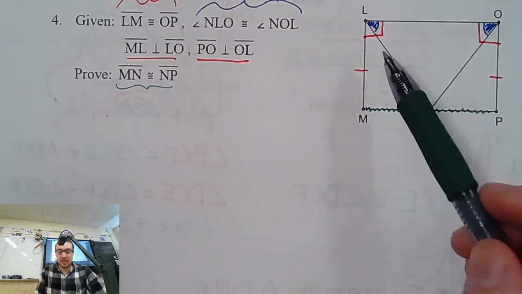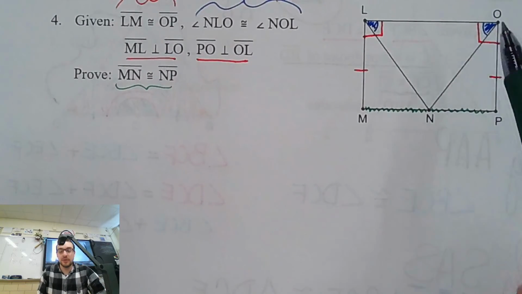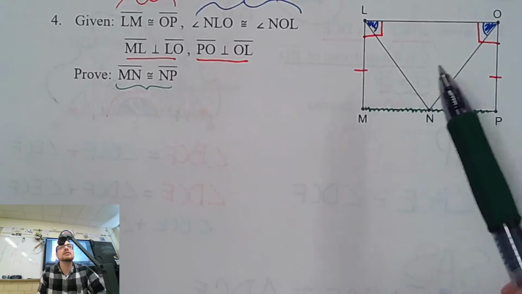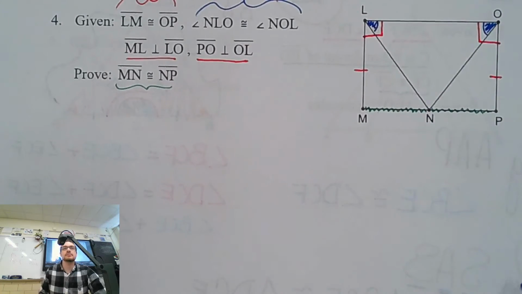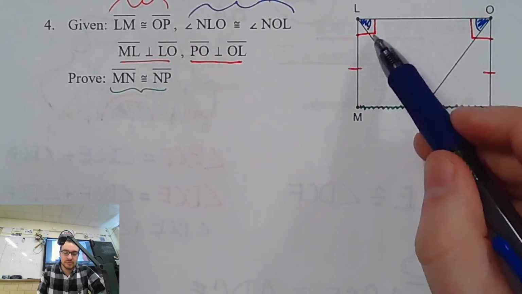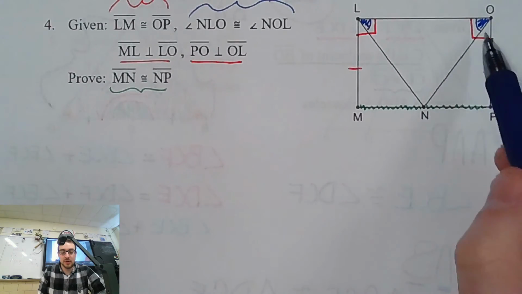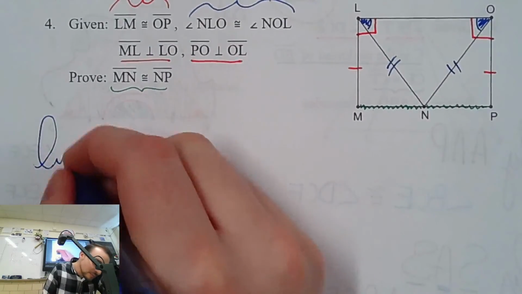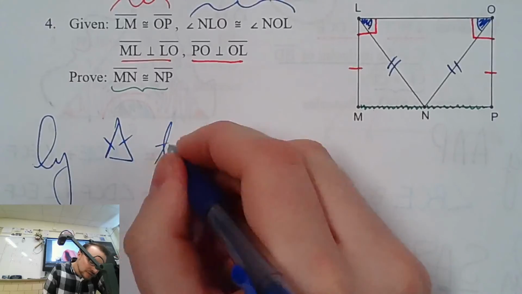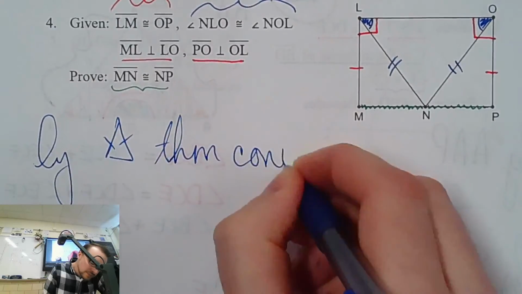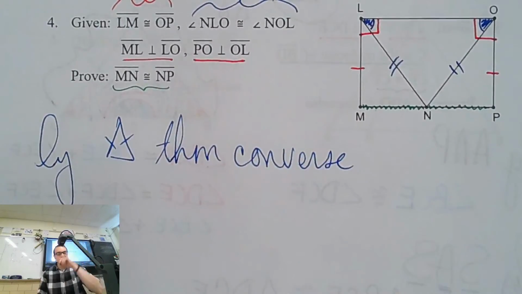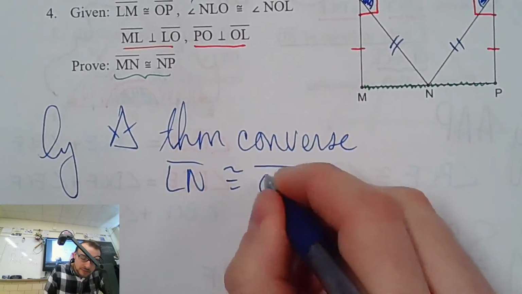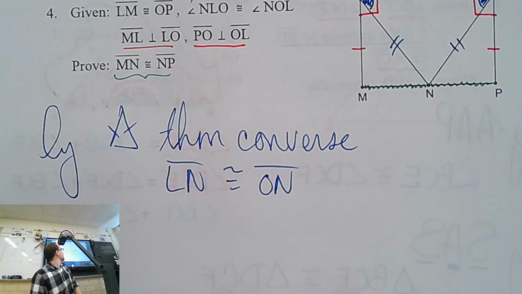Didn't we say that this was an isosceles triangle? How do we know that this has to be isosceles, this triangle right here? How do we know that? Isosceles triangle theorem, Converse. Yep, exactly. It says if we have the angles, we get the sides, right? So let's write that. By isosceles triangle theorem Converse, we know that LN is congruent to ON. Is everybody cool with that concept?